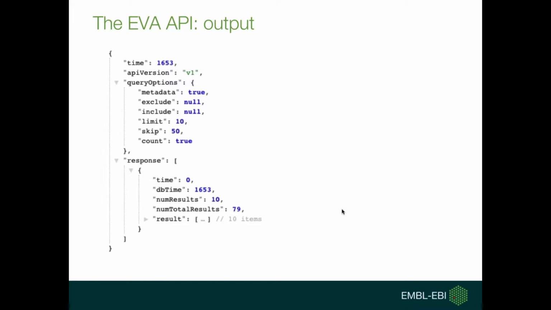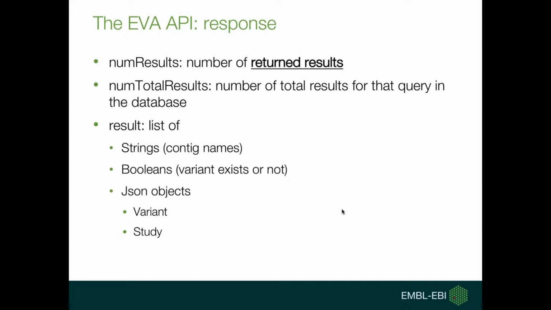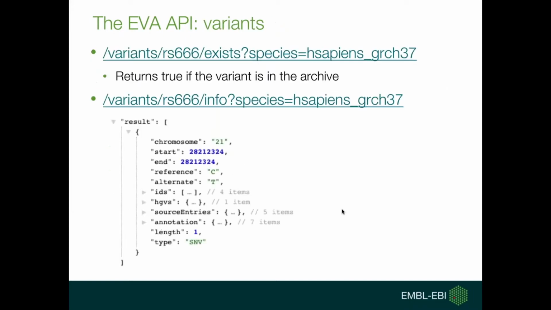This is the typical output of any call to our web services. The important part here is the response. That is an object that contains the number of returned results, and the number of total results, because maybe not all the results for that query in the database have been returned if we are paginating using the parameters that we saw before. And the result object, that is a list that can contain strings, for example, contig names, booleans, like if a variant exists or not in the archive, or JSON objects, like the one representing a variant or an EVA study.